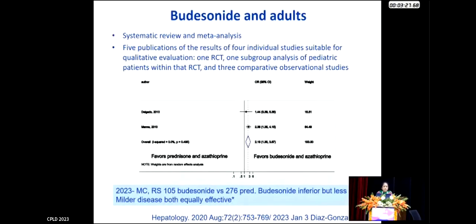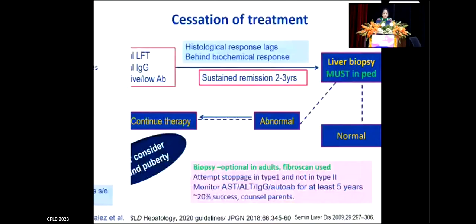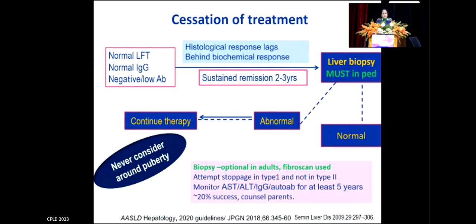In adults, 5 studies and the meta-analysis favored budesonide in non-cirrhotic patients. But again, a recent trial published in 2023 in Hepatology very clearly shows that budesonide is to be used only in milder disease, where the transaminases are not more than 2 to 3 times raised. So we still need more data before budesonide can be considered comparable to prednisolone for treatment, especially in children.